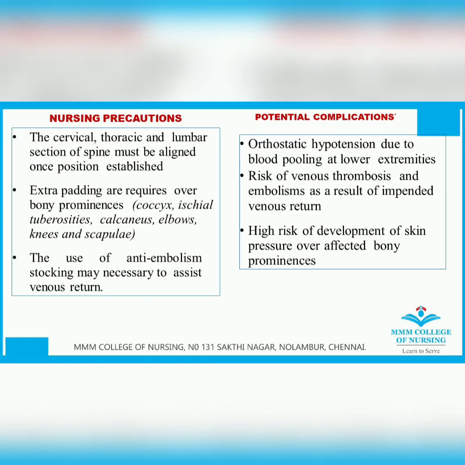Nursing precautions and potential complications of semi-Fowler's position. First, let's see the nursing precautions. The cervical, thoracic and lumbar sections of the spine must be aligned once position is established. Extra padding is required over bony prominences: coccyx, ischial tuberosities, calcaneus, elbows, knees and scapula. The use of anti-embolism stockings may be necessary to assist venous return.